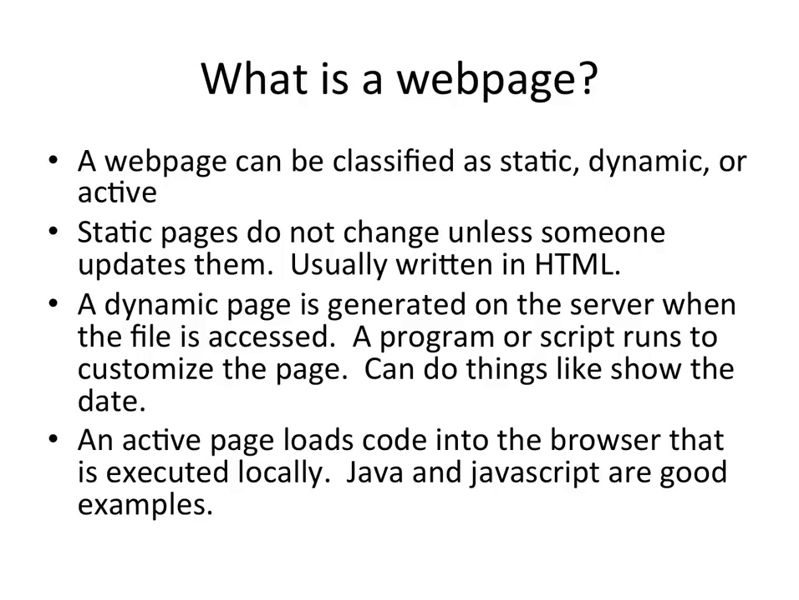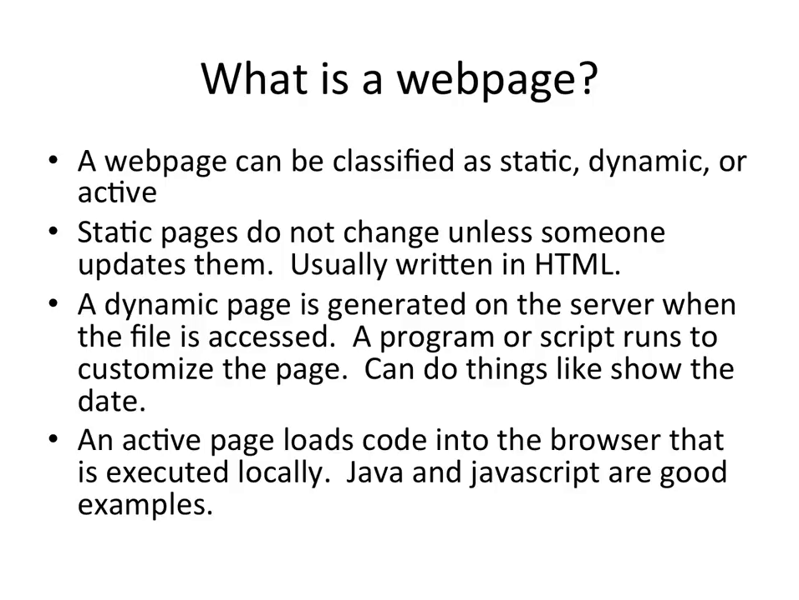A dynamic page is generated on the server when the file is accessed. In this case, say you want to show the current date and time when somebody goes to the page. So you have some code inside your file that gets accessed that runs a program or a script to get the date, and then it outputs that date onto the page. So you click on the link for the page, the script runs on the web server, and then the text gets put into the web page that comes back and shows you the current date.